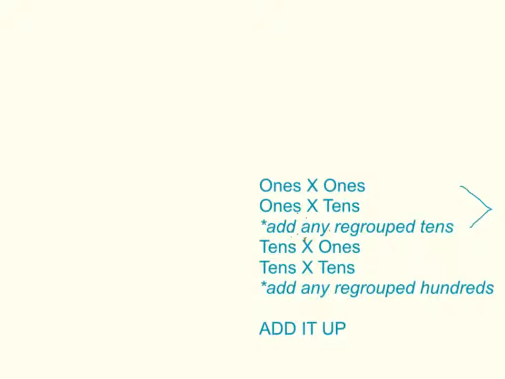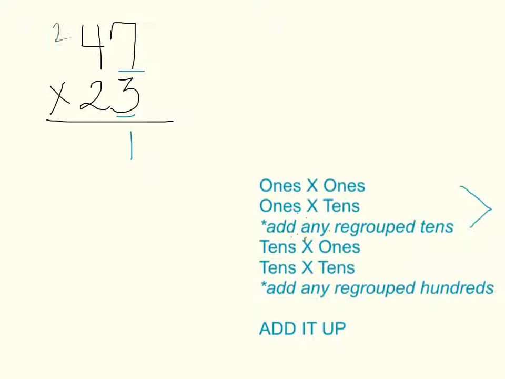Let's do another one just to make sure. Let's multiply 47 times 23. So I'm going to follow my steps. My ones times my ones, which is 3 times 7 is 21. 2 tens, 1 one. Next, I'm going to multiply my ones times my tens. 3 times 4 tens is 12 tens.